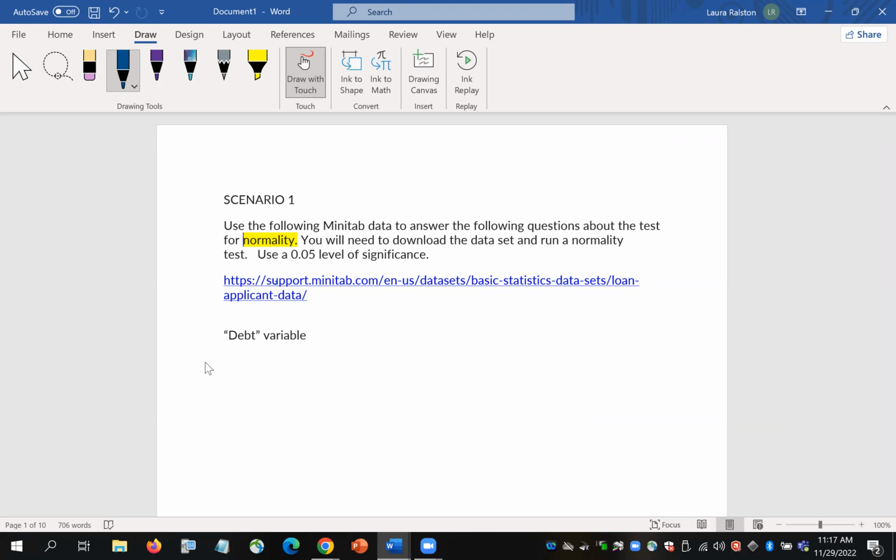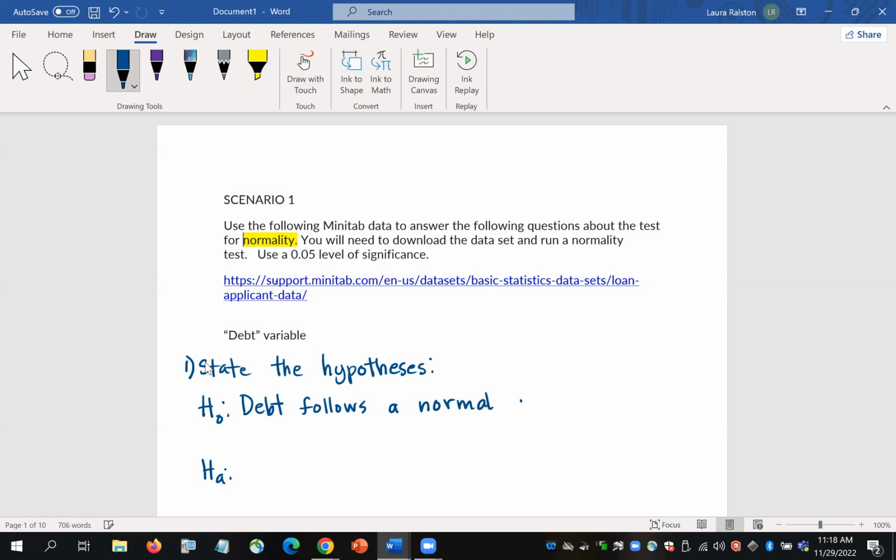So if we go back and think about the first step in the hypothesis test, it is to state the hypotheses. We need to state the null, and we need to state the alternative. And so we're doing a test for normality. So we would say that debt, the debt variable, because that's the one it told us to focus on, the debt follows a normal distribution.